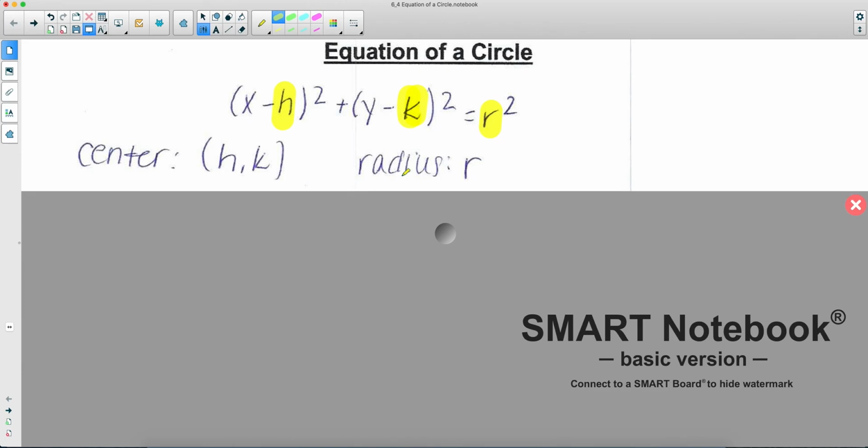So for each of these questions, I'm always going to start with the equation of a circle just for you to get used to it. And then kind of go from there and see what we need or what we can find, and so forth.